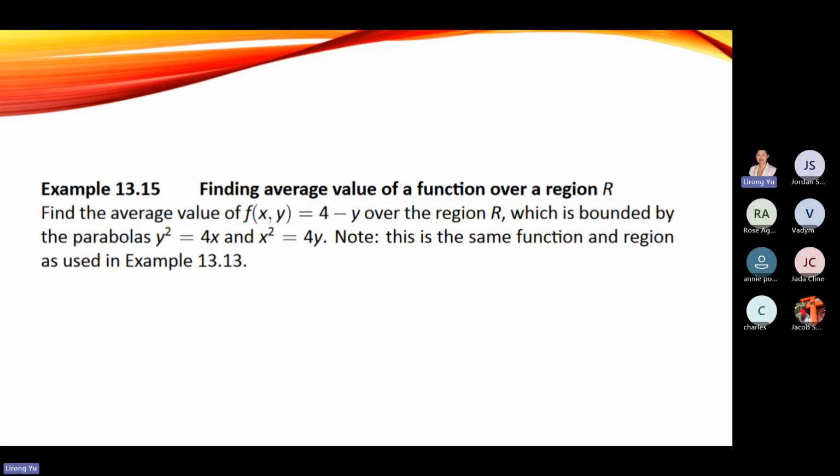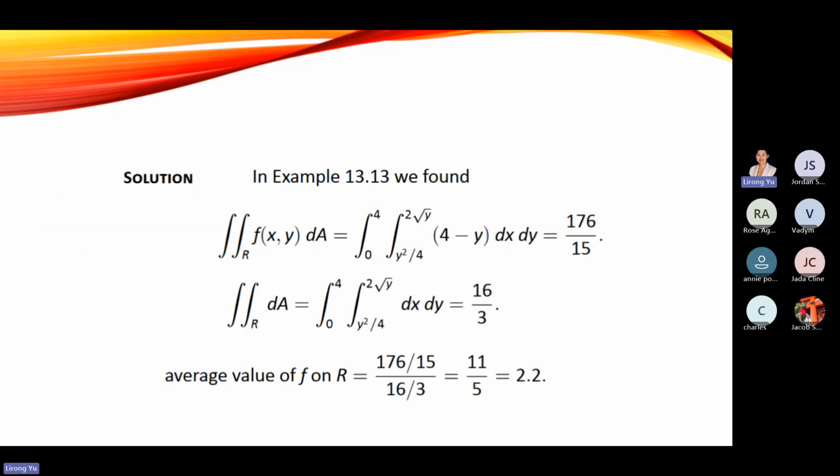This is the one that we have talked about before. If we integrate 4 minus y over the region bounded by y squared equals 4x and x squared equals 4y, then this integration will give us the volume below the surface, which we have already finished. Okay, so we finished this calculation. We got 176 over 15. Now, if we don't have the f, we have a 1. That will be area calculation between these two curves. That area calculation ends up being 16 over 3. So if you take this one divided by this one, you get roughly 2.2. So on average, the function value is 2.2.